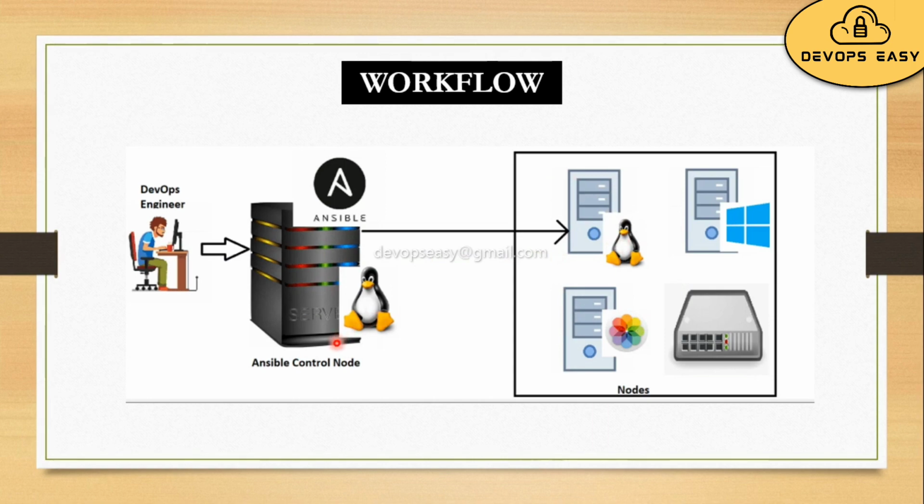One more important thing: the Ansible control server, the Ansible master, only supports the Linux operating system. It will not support Windows. You can add a Windows server as a node, but the master, he is the king, only supports Linux. You can use Windows as a node, but you cannot use Windows as the Ansible control node, because Ansible does not support that.